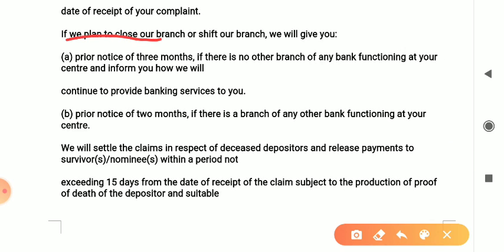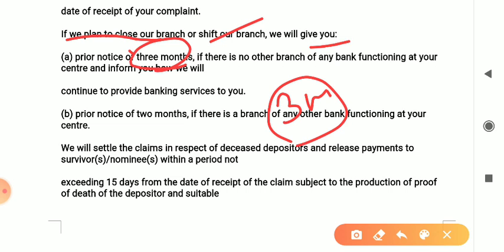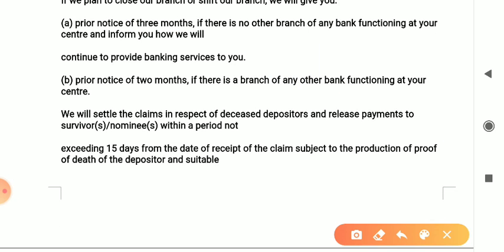So next question is, if we plan to close our branch or shift our branch, we will give you a prior notice of 3 months. If any bank plans to shift its branch, there is a prior notice of 3 months. If there is no branch of any other bank functioning at your center, we will continue to provide banking services to you. So if it closes or shifts, in that case there is a 3-month notice period to the customers. If there is no other bank branch, then 3 months. If there is a branch of any other bank functioning at your center, then a 2-month notice period.